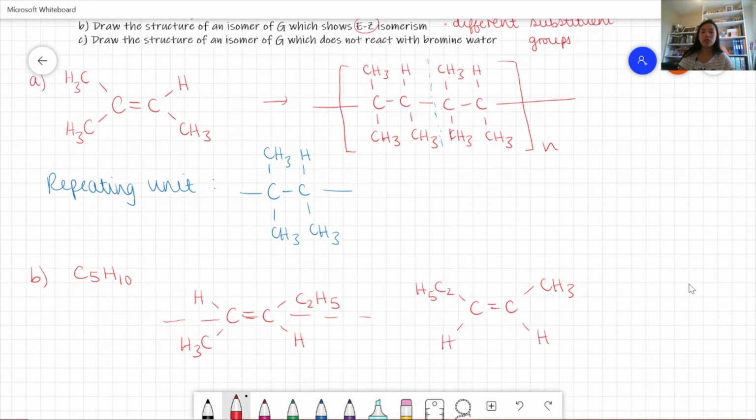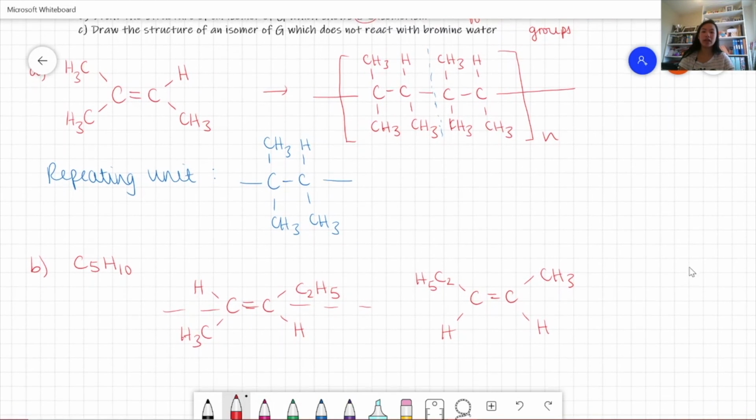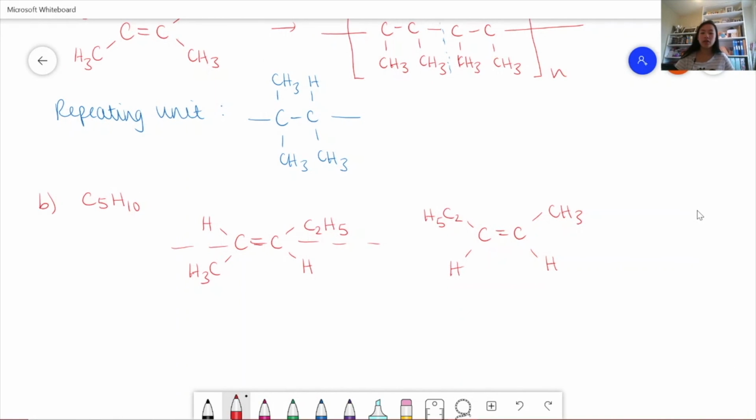Then finally for C, draw the structure of an isomer of G which does not react with bromine water. So we know that in the presence of alkenes, bromine water will go from orange-brown to colourless. And so we don't want it to react, and so we don't want an alkene. So we've got the formula C5H10. And now we have to think about what other things there are that have this general formula of CnH2n without it being an alkene. And the answer is that we have cycloalkanes.